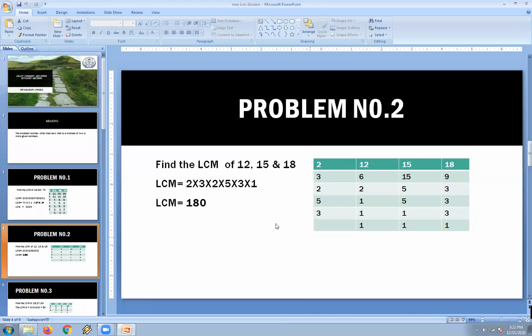Let us see the second question. This is also for 2 marks they are going to ask. Find the LCM of 12, 15 and 18, they have asked.